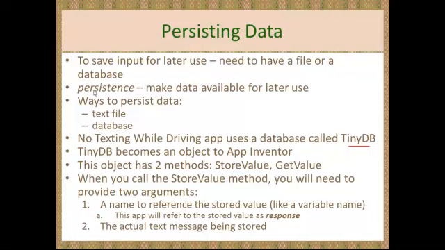Another alternative that you can do on some operating systems is you can persist your data by saving a text file. Now TinyDB is a class. You create an instance of this class called the TinyDB1 object. That TinyDB has 2 methods. Well, you can save it, right? Or you can open it. You can get it. StoreValue and GetValue.